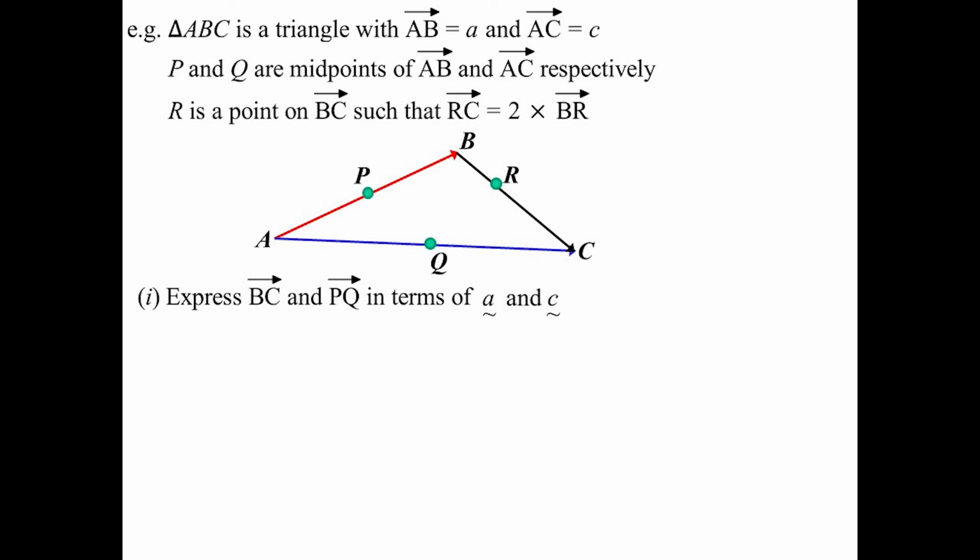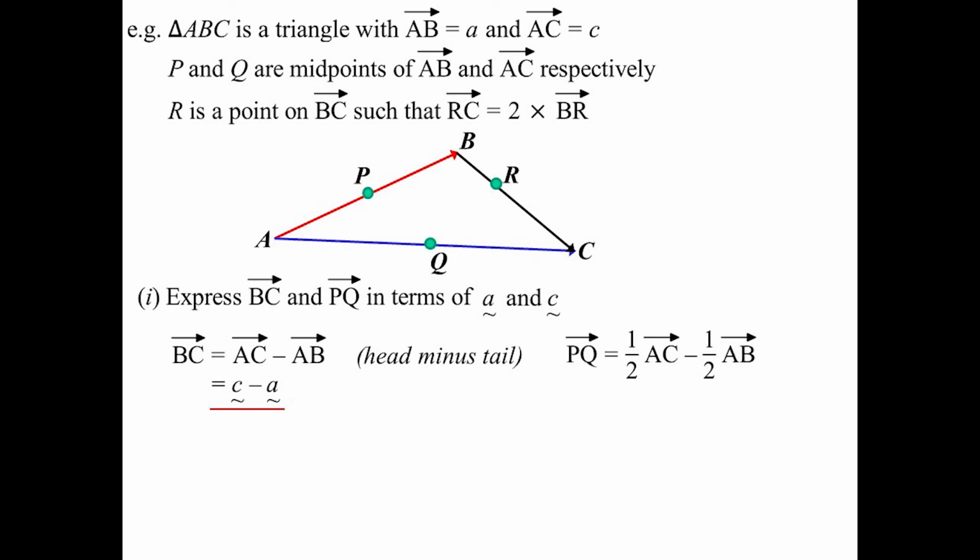So see, if ever we want to do it, it's just head minus tail. So BC would be the vector AC minus AB. If you imagine we completed the parallelogram, it's the diagonal of the parallelogram, and this one would be the subtraction one. So head minus tail, we get C minus A, would be that vector. PQ, head minus tail, P we were told was half of AB, and Q is half of AC. So it'll be half of C minus A.